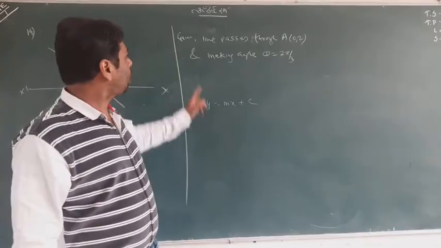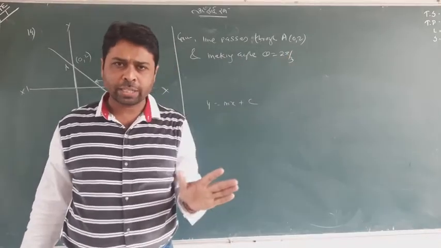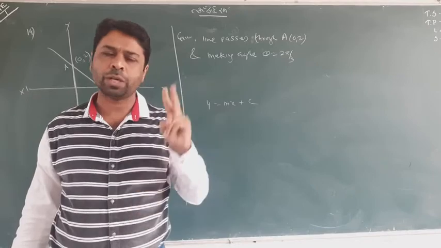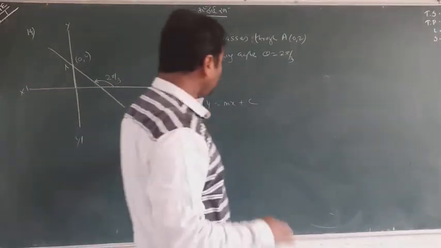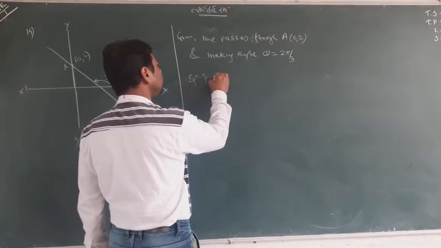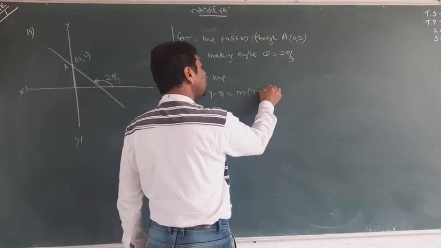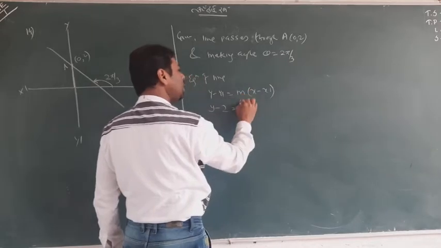What I'm writing is a line passes through this point and makes this angle. We can use both concepts. The concept should be clear in your mind. We can use the one point form, or we can use the intercept form. I'm using the one point form, no matter. The equation is y minus y1 equal to m into x minus x1, where m is equal to tan theta.